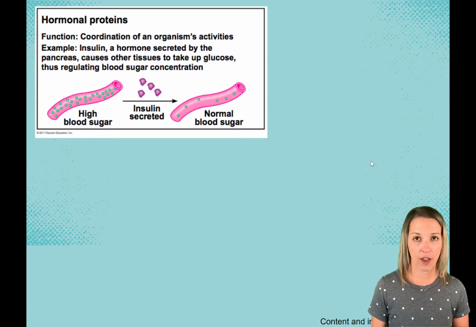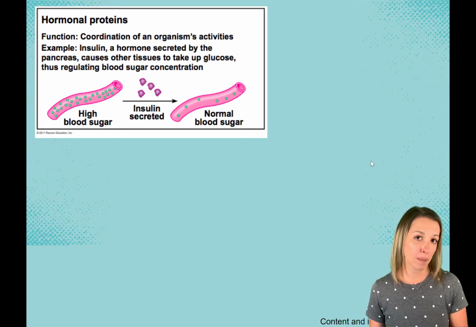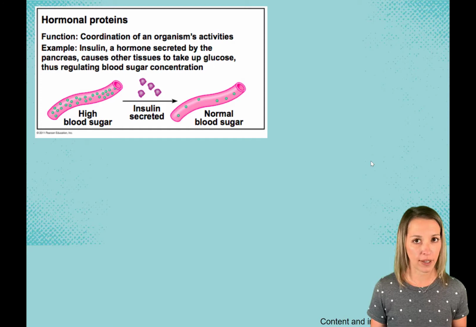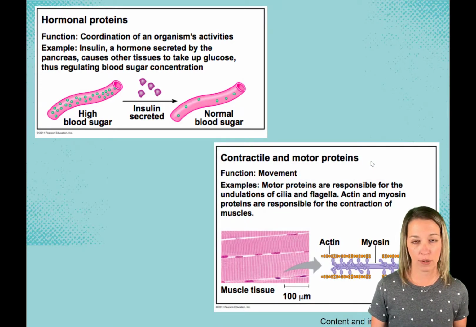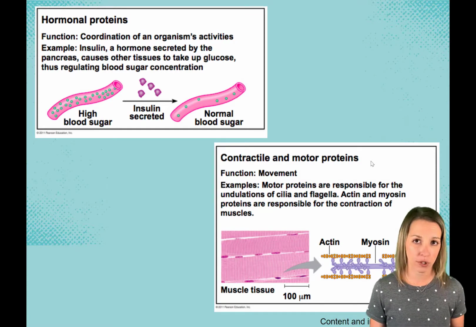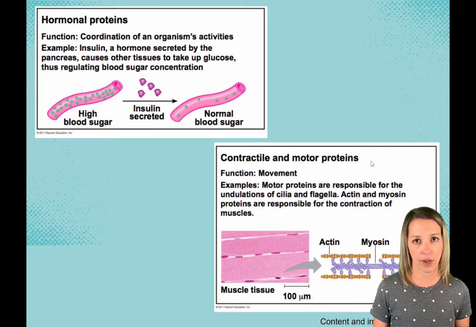Another function of a protein is a hormone. So for example, insulin's a protein hormone. Insulin triggers glucose uptake into your cells so that your blood sugar can be regulated. Another example is for movement. So you have contractile and motor proteins, you have actin and myosin that allow your muscle fibers to move. And we're going to look at that in more detail as we move through the year.